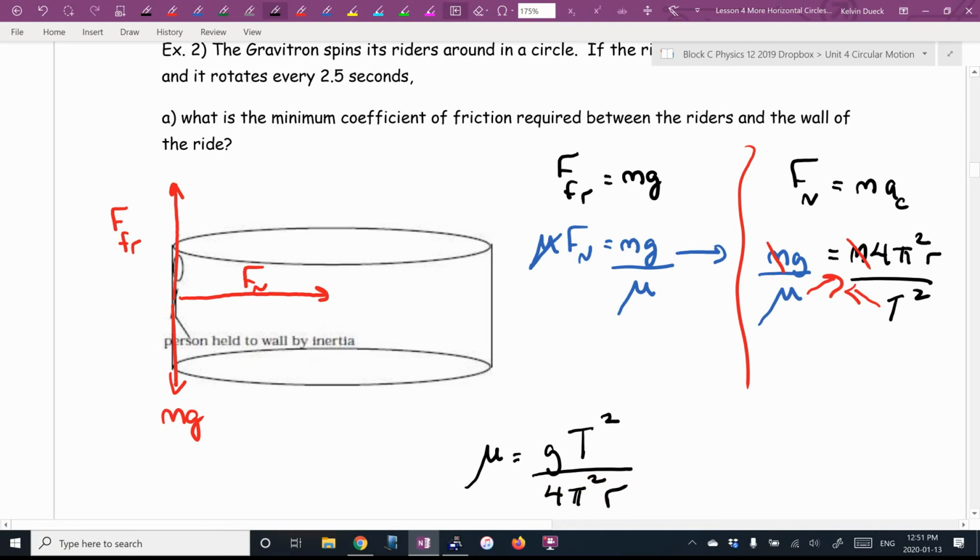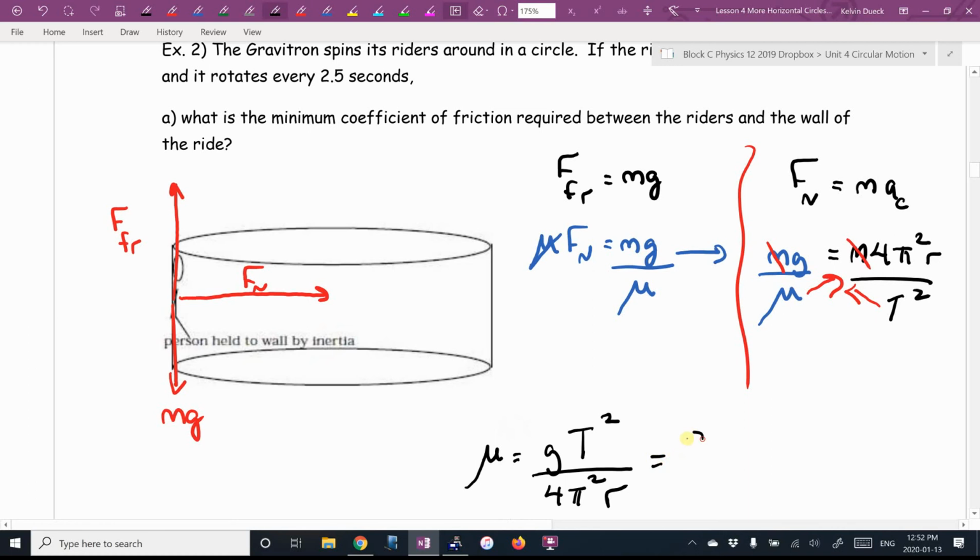As far as I'm concerned, for the Gravitron, I can give you the period and the radius and say find the coefficient of friction. I can give you the period and the coefficient of friction and say find the radius. I can give you the radius and the coefficient of friction and say find the period. Or I could repeat all of that, but giving you speed instead of period. Okay? But the key idea to realize is normal force is what's pushing me in a circle, and friction equals gravity, which means I can get another equation for normal force out of there.